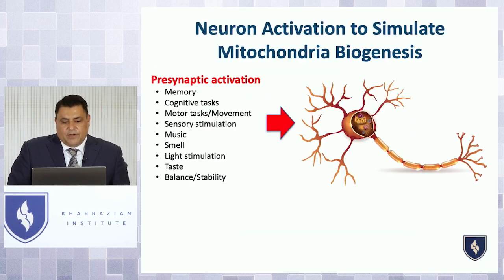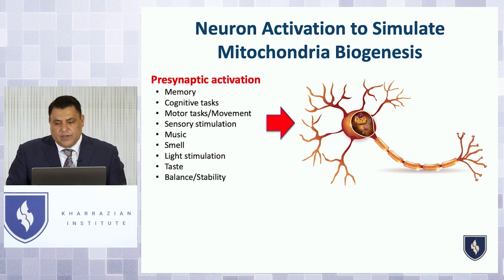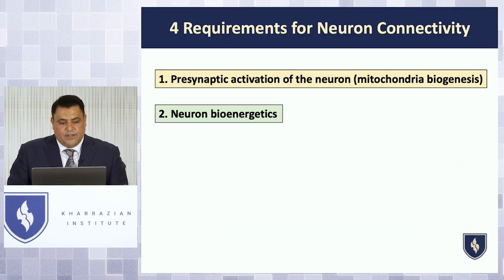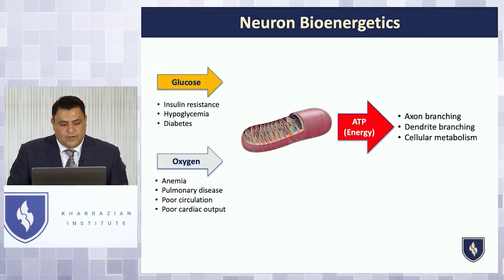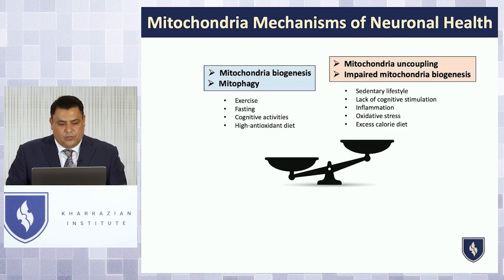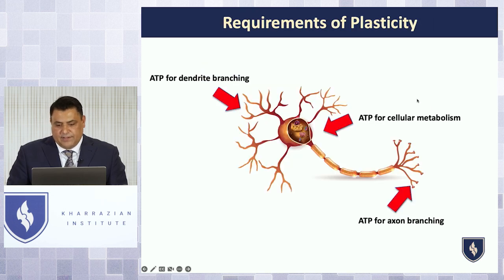You have to have healthy mitochondria, and mitochondrial biogenesis, the development of mitochondria. You have to have healthy fuel to the mitochondria, like glucose and oxygen. You have to do things that support mitochondrial biogenesis, like fasting, exercise, cognitive activities, and a high antioxidant diet. Avoid things that impair mitochondrial biogenesis, like a sedentary lifestyle, inflammation, and excess calories.